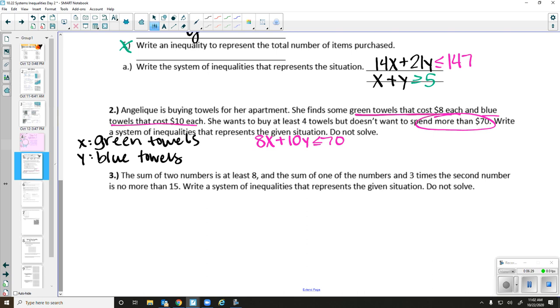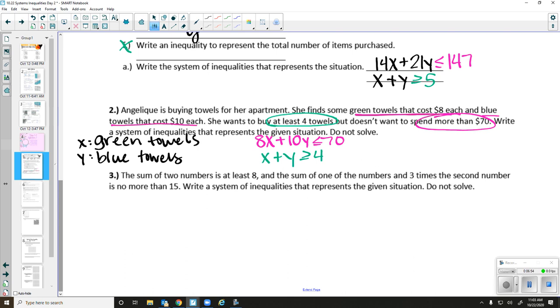The second inequality, she wants to get at least 4 towels. So just combining each set of towels. Price is not involved because it's not the total of our price anymore. It's just combining X and Y. At least 4 means what? Greater than or equal to 4. Good.